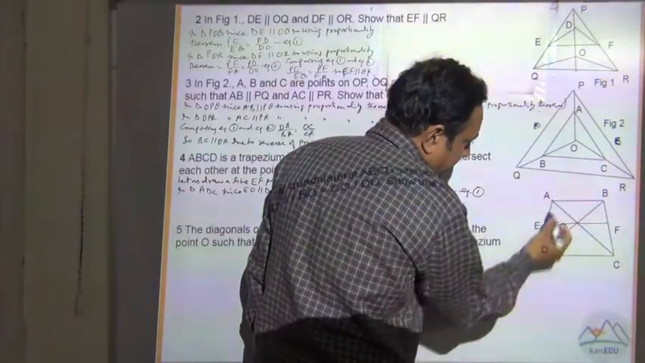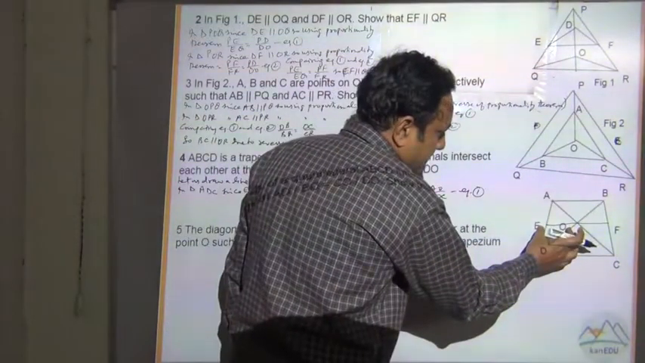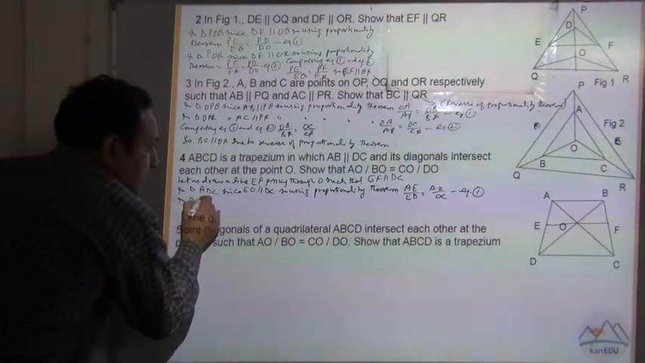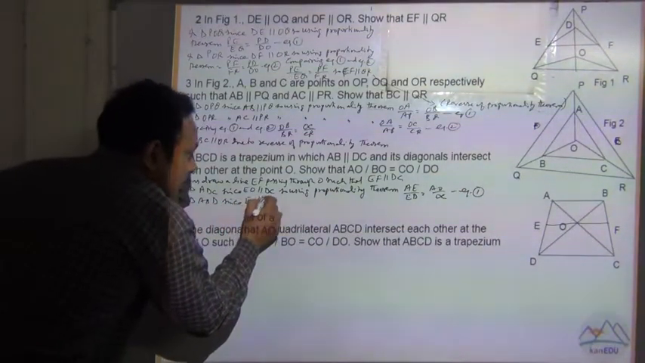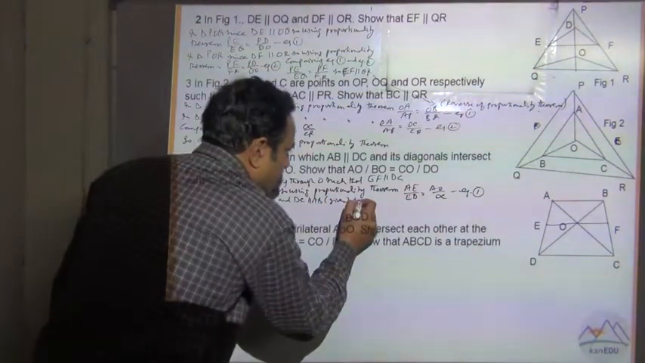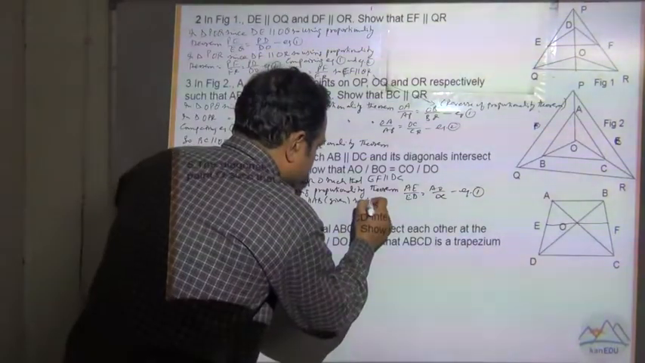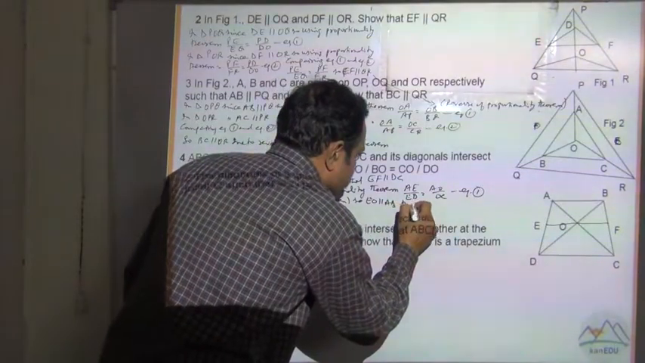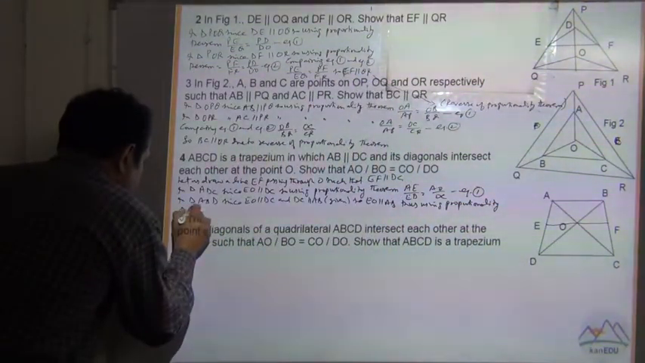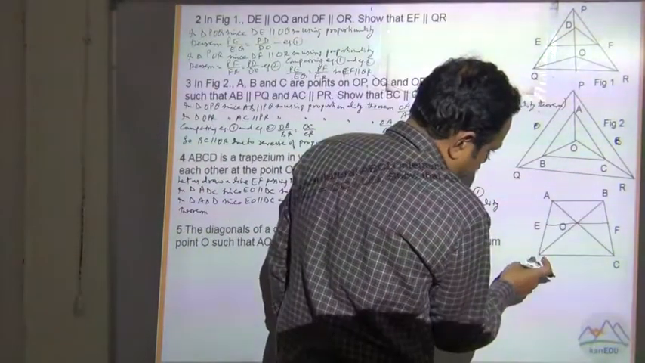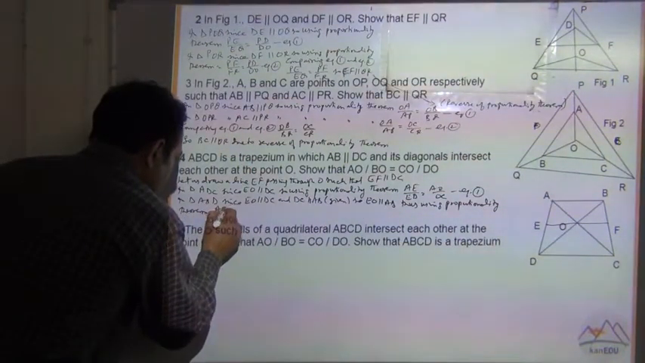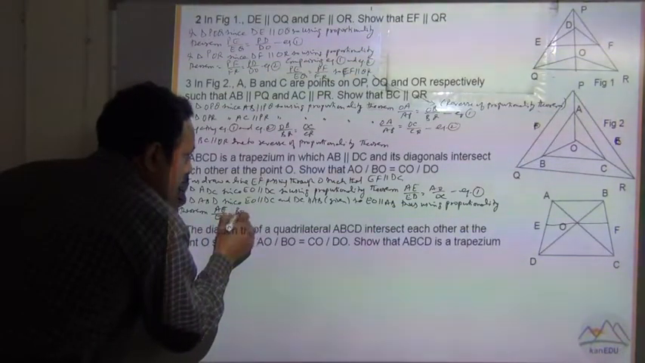Now in triangle ABD, since EO is parallel to DC and DC is parallel to AB, which is given, parallel to parallel, so EO is parallel to AB. Thus, using the proportionality theorem, AE upon ED is equal to BO upon OD, say equation 2.